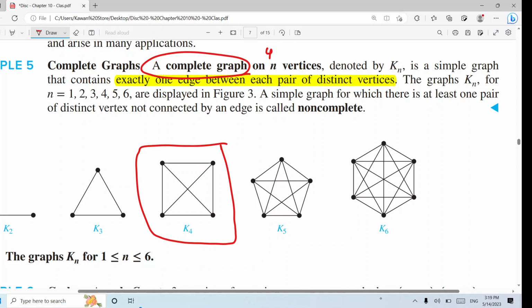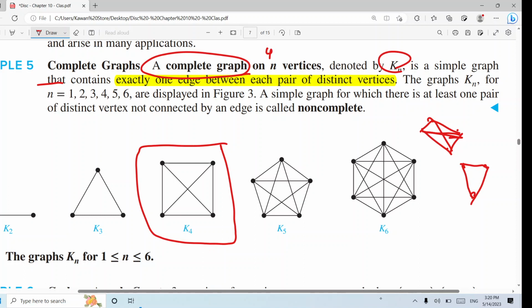What's the complete? By Kn, for K1, K2, K4, it is a simple graph, meaning there is no loop in it. Exactly one edge between each pair of distinct vertices. If I have 2 points, I have exactly one. If I have 3 points, one between here, one between there. If I have 4 points, one here, one there, one there, one there, and between these two and between that two. So this is called complete.